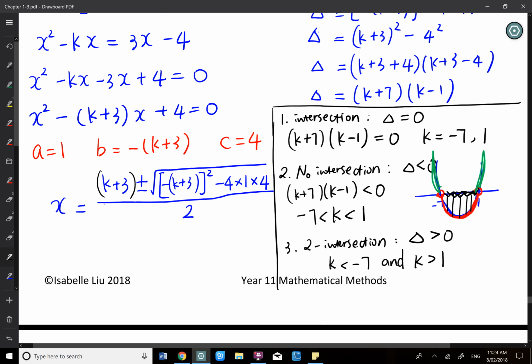Those green graphs will give you a y value greater than 0, and then you can see the k value on the x-axis that will be less than -7 and greater than 1.